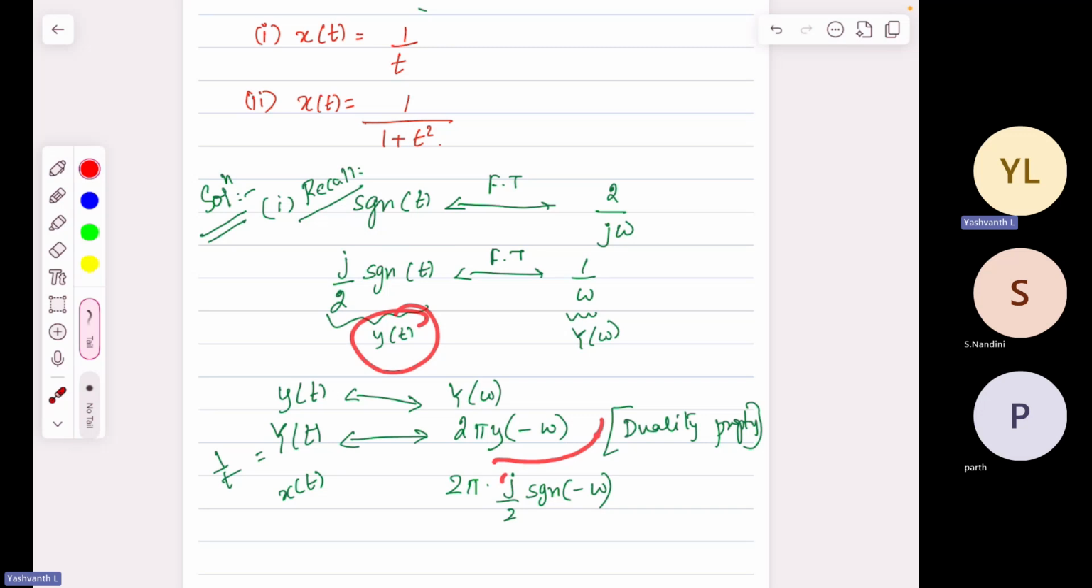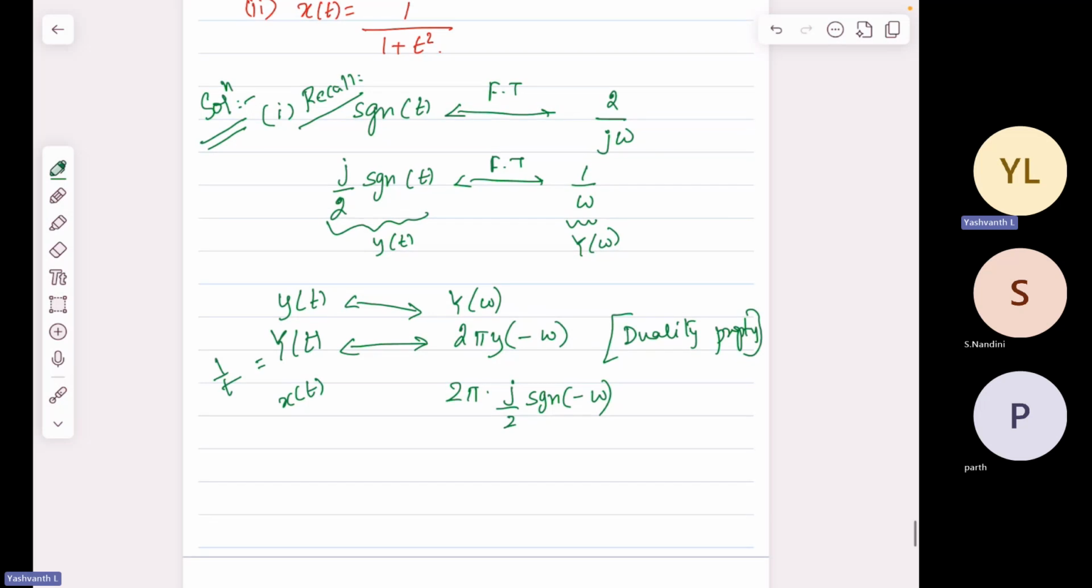And y of, I'm evaluating y of minus omega. So it becomes 2 pi into j by 2 into signum of minus omega. Okay? 2 to cancel. So signum of minus omega is the same as minus signum of omega. So it's nothing but minus j pi into signum of omega. Therefore, 1 by t has the Fourier transform minus j pi into signum of omega.